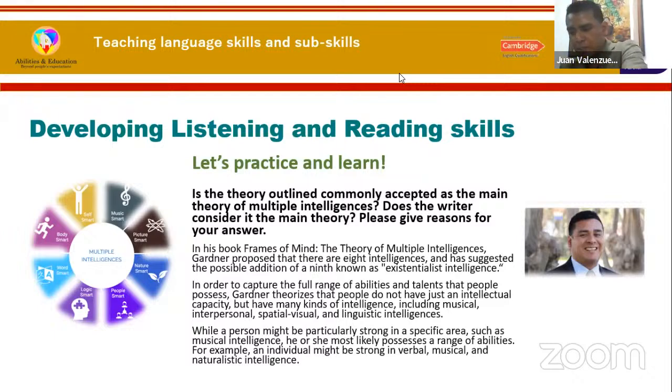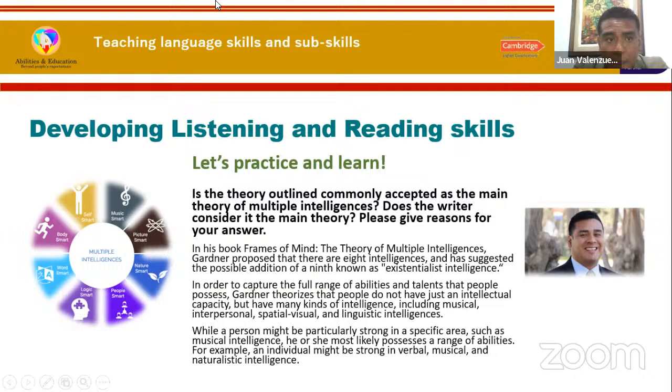Thanks for your answer, Rosaluz. Excellent, Tati and Erlinda. Yes, this theory is commonly or generally accepted as the main theory of multiple intelligences. Yes, why? Yeah, absolutely, yes, Liberto. And in this text specifically, it's the only theory that is mentioned. There isn't any other theory. So this is generally or commonly accepted as a main theory.